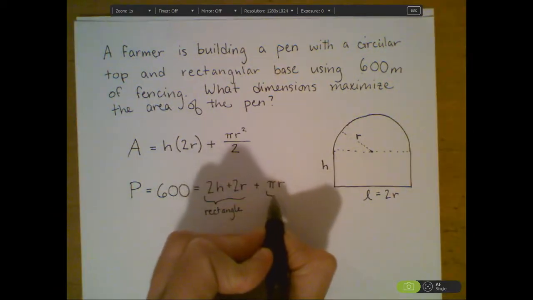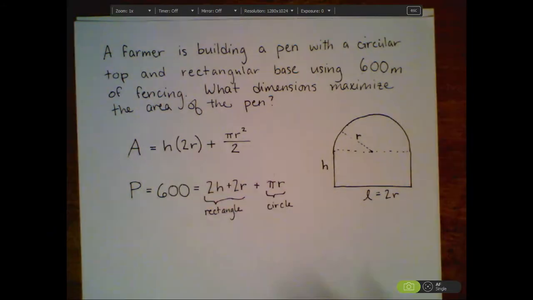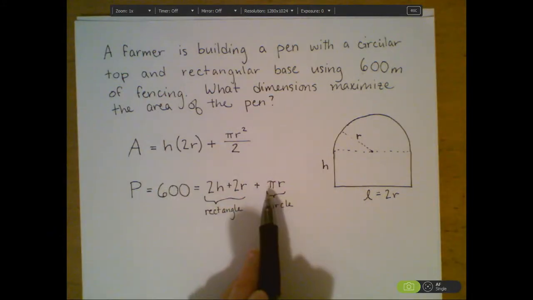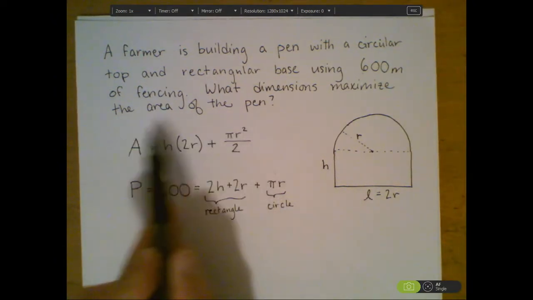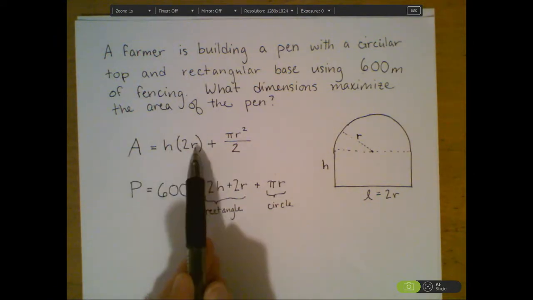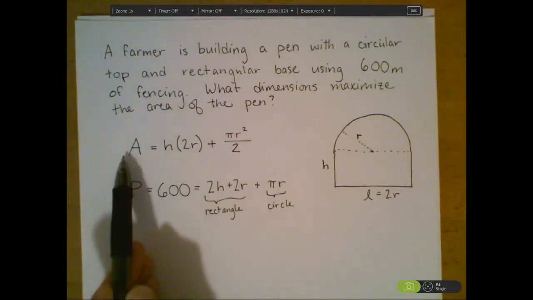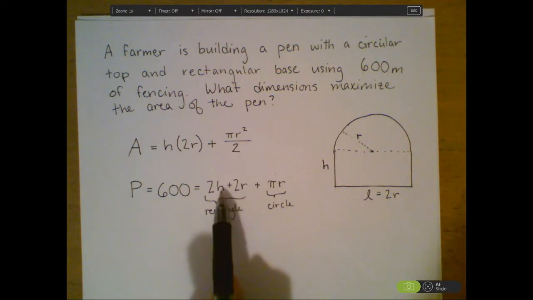This is the perimeter of this circle. This is really helpful. Why is this helpful? Notice the area function is the thing that we want to maximize, but the area function unfortunately has two variables in it. So we're going to use this information to be able to write the area function only using one variable. And I think that it's easier to solve for h, so I'm just going to solve for h.